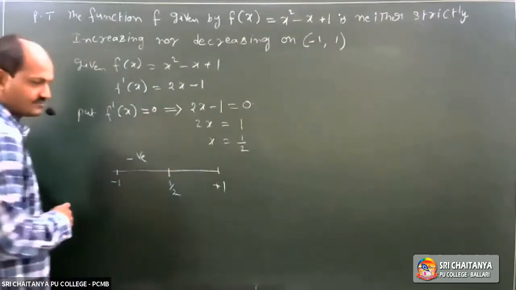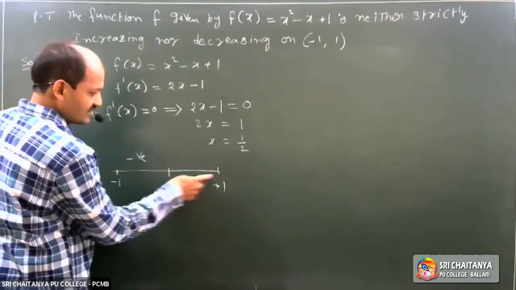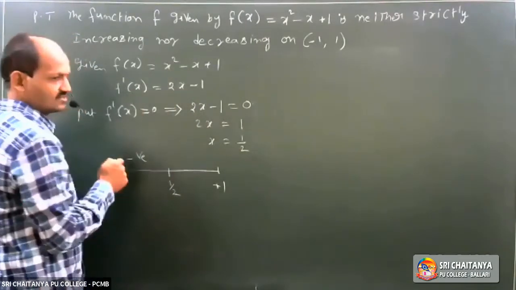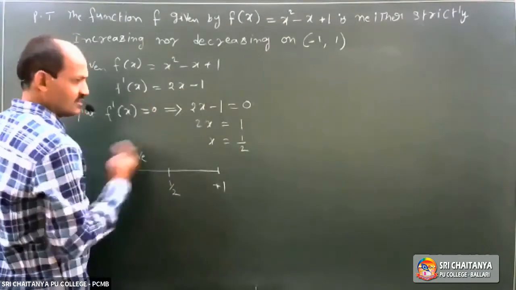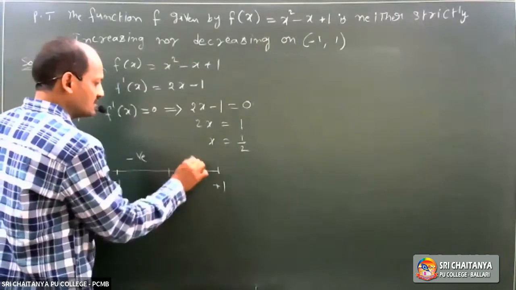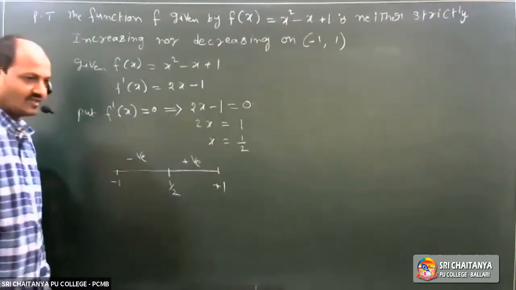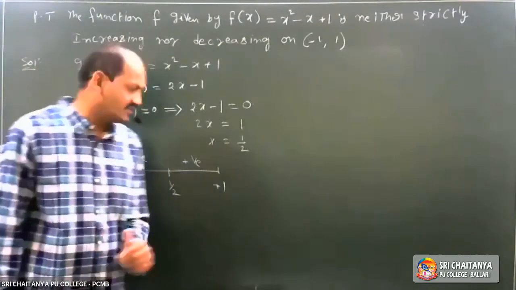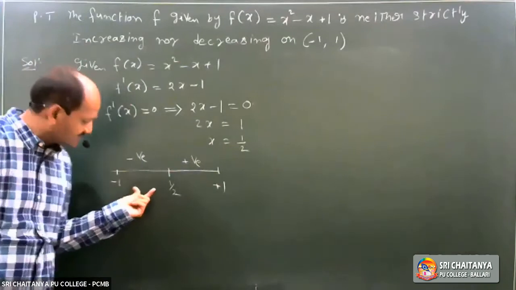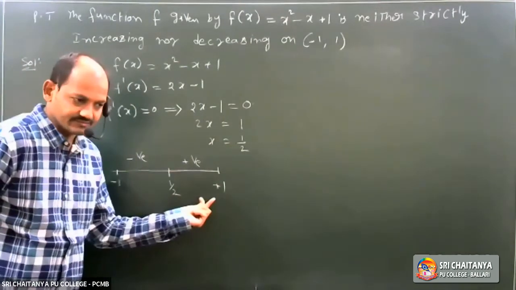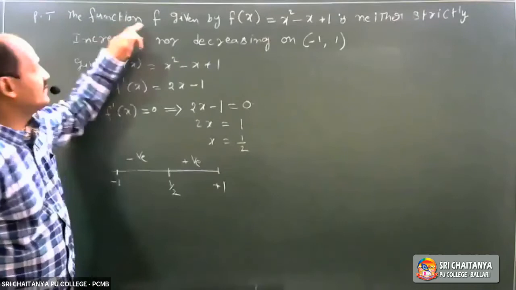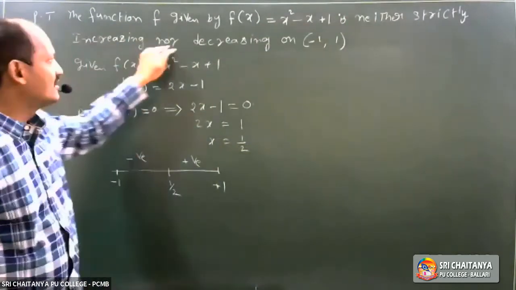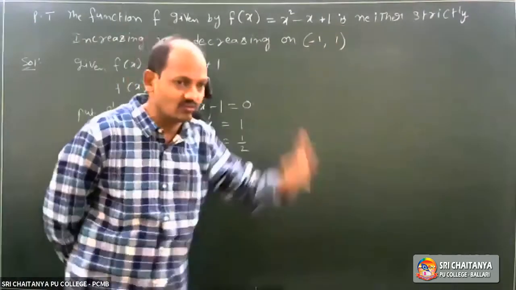Next value after 0.5, consider 0.6. In this interval, 2 into 0.6 is 1.2, minus 1 is 0.2. So in this interval it is positive. Actually, to find the intervals of increasing and decreasing: in this interval it is decreasing, in this interval it is increasing. But here, prove that the function f is neither strictly increasing nor decreasing on minus 1 to plus 1.